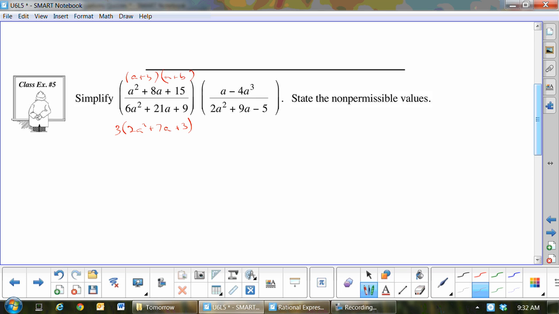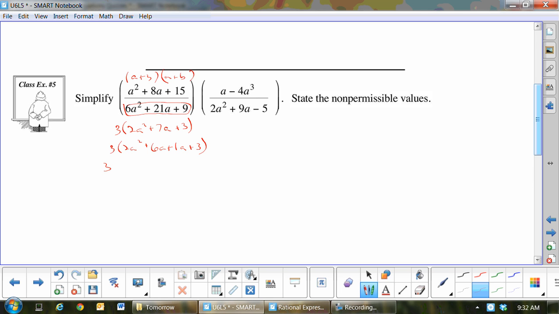2a squared plus 7a plus 3. Okay? Now, I'm looking for what two things add to 7, multiply to 6. So what are they? Multiply to 6, add to 7. Yep. So 6a plus 1a plus 3. I'm still working on that factoring.